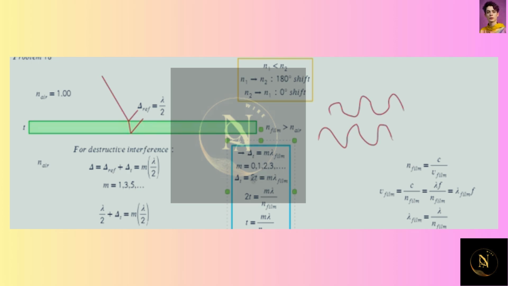Then delta t, the path length difference, is 2t because the light goes one way and then comes out the other way. Then we substitute lambda over n film for lambda film, and then we solve for t. So if the thickness of the film satisfies this equation, where lambda is the wavelength of the light in air, n film is the refractive index of the film, and m is any integer 0, 1, 2, 3, etc., then there would be destructive interference on this side. This concludes problem 18.